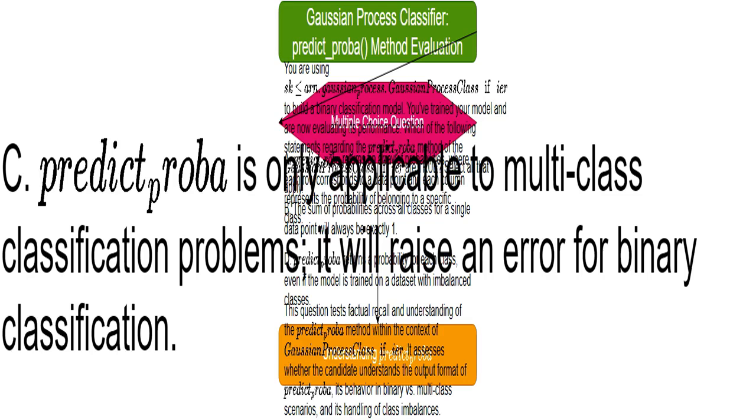This statement is about whether the method works for binary classification. This is incorrect. The method works perfectly well for both binary and multi-class classification tasks. It will provide probabilities for each class regardless of whether you have two classes or more than two.